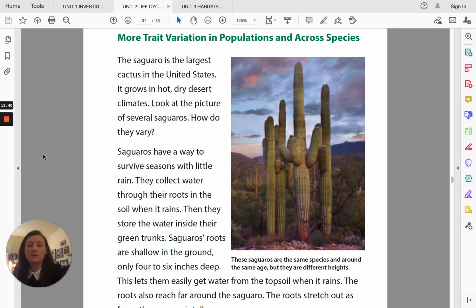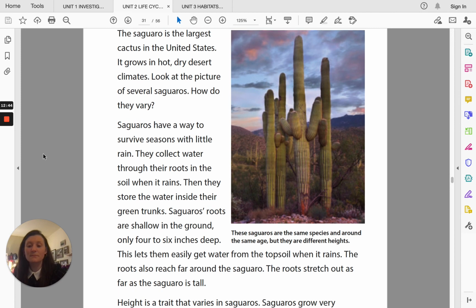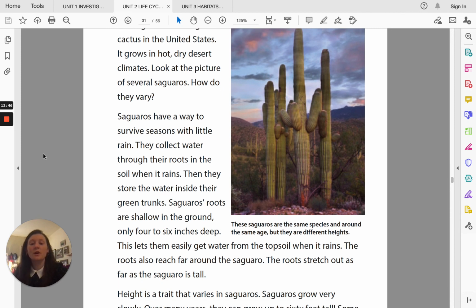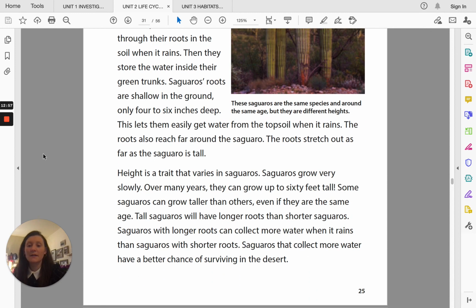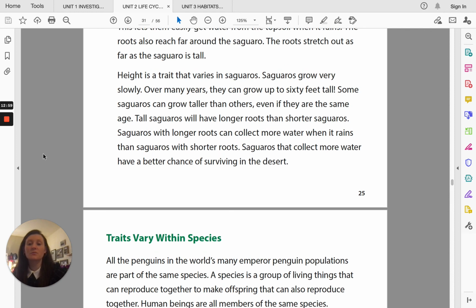Saguaro's roots are shallow in the ground, only 4 to 6 inches deep. This lets them easily get water from the topsoil when it rains. The roots also reach far around the saguaro. The roots stretch out as far as the saguaro is tall. Height is a trait that varies in saguaros. Saguaros grow very slowly. Over many years, they can grow up to 60 feet tall.